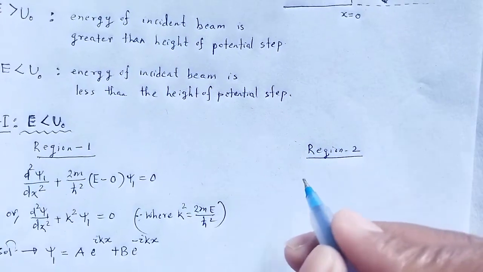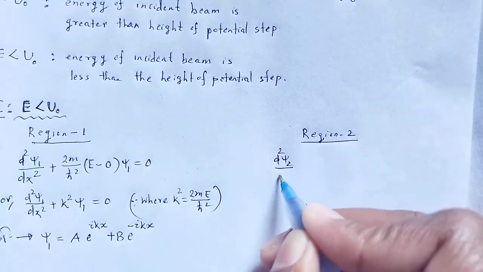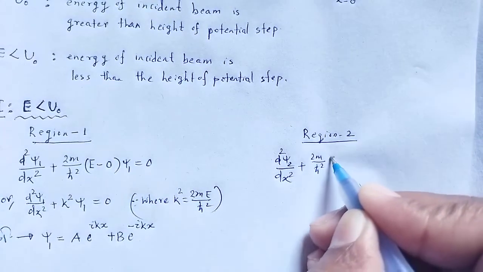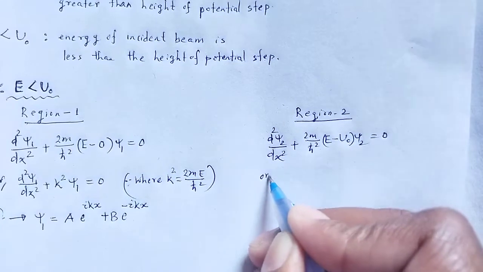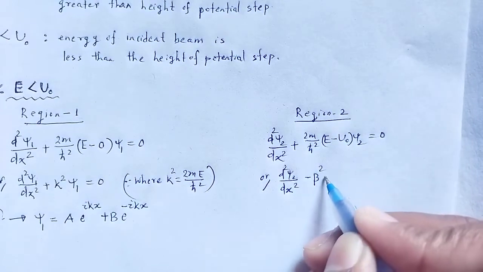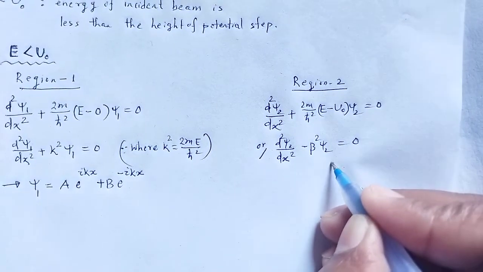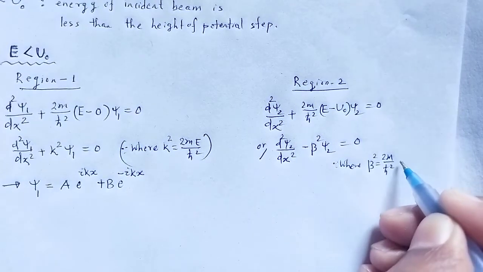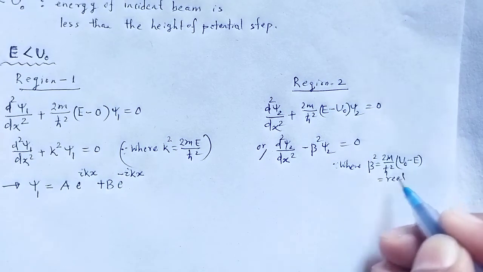So here we apply the time independent Schrodinger equation, that is d²ψ₂/dx² + (2m/ħ²)(E − U₀)ψ₂ = 0, or d²ψ₂/dx² − β²ψ₂ = 0, where β² = (2m/ħ²)(U₀ − E), that is the real one.